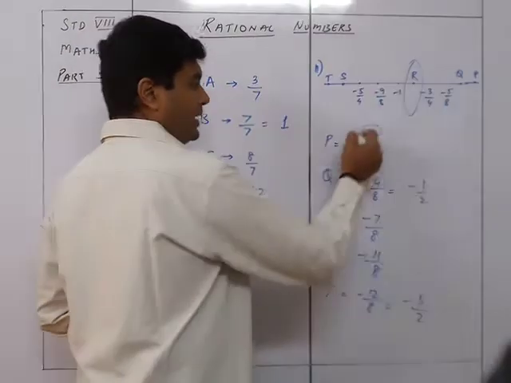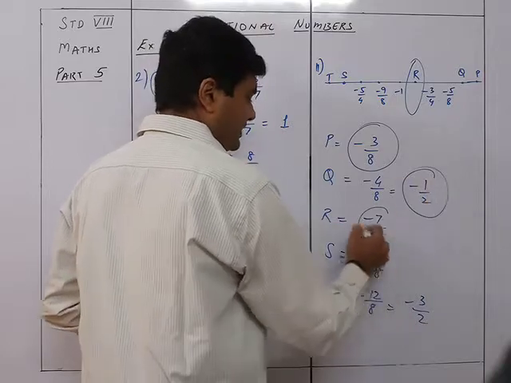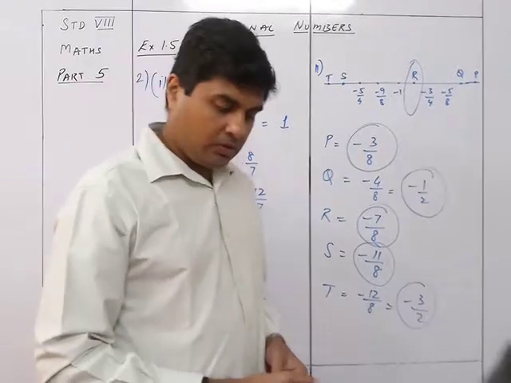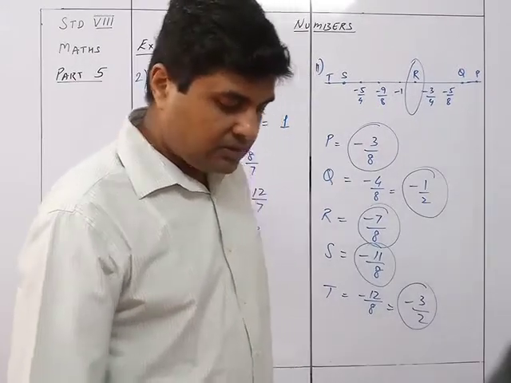So the answers are -3 upon 8, -1 upon 2, -7 upon 8, -11 upon 8 and -3 upon 2. So that will be question number 2.